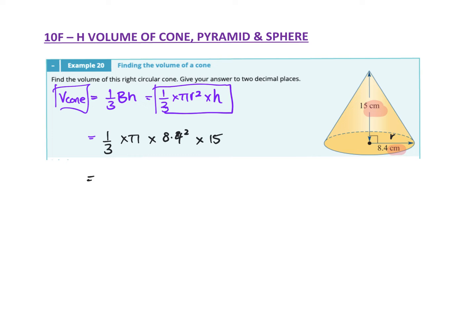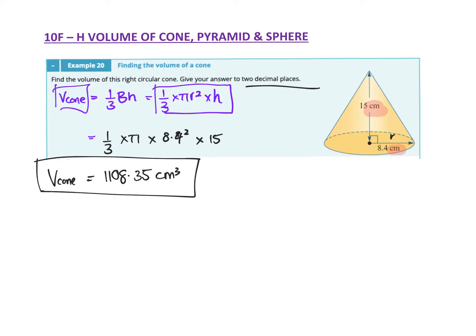Now remember, volume is in cubic units. Okay, so we get the answer to be 1108. Now it's set to 2 decimal places, so 1108.35 centimetres cubed. So that's the volume of this cone. Okay? So you might want to make sure on your summary sheet it doesn't write it like this here. So make sure you've got that written out on the back page on your summary sheet.